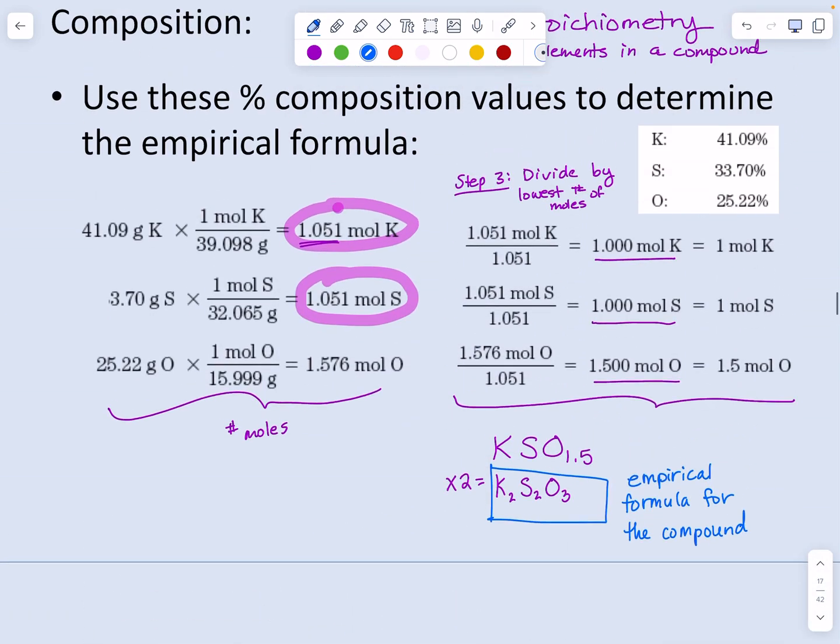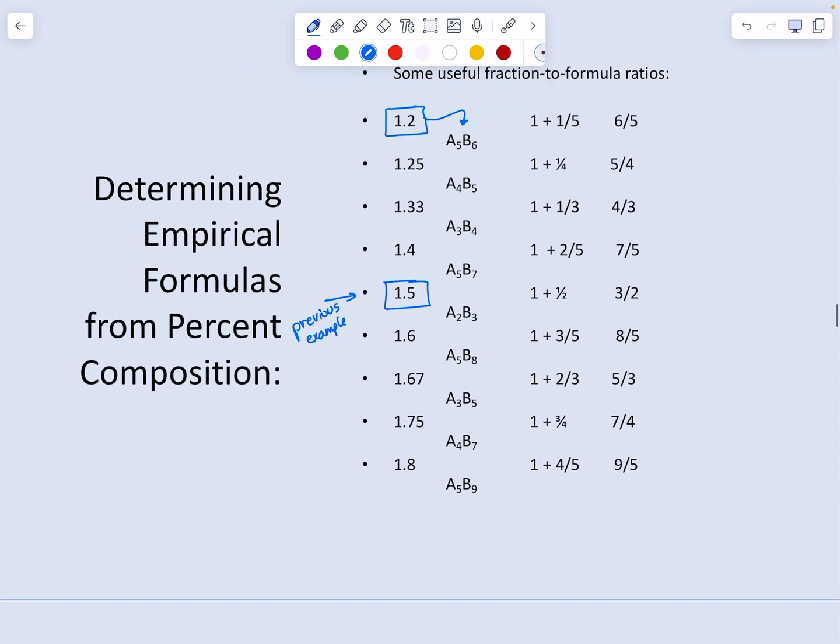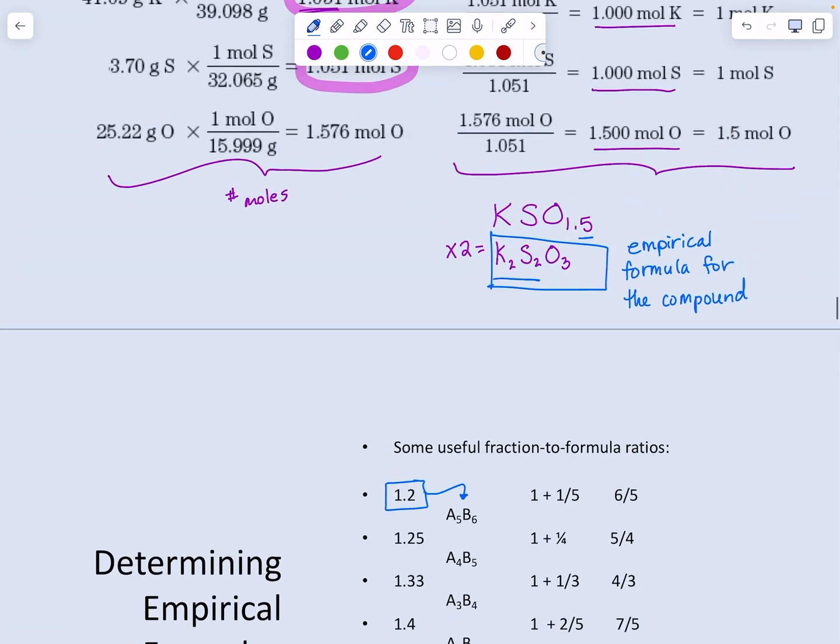Where one of our things wound up being 1.5. And so our formula wound up being, right, where we had 3 of the oxygens, and then the other 2 elements we had 2 of, okay?